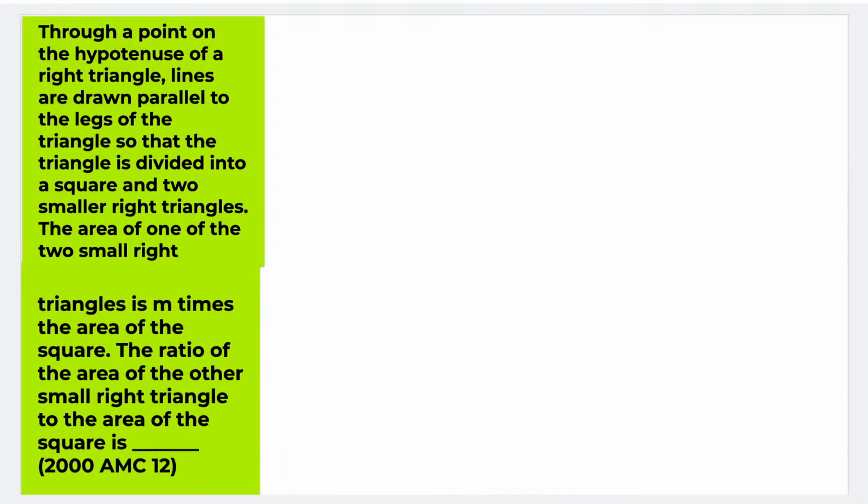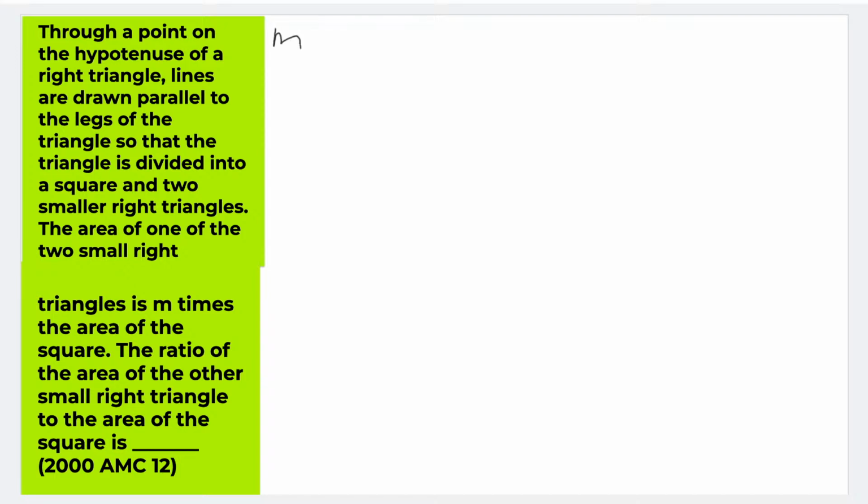So through a point on the hypotenuse of a right triangle, lines are drawn parallel to the legs of the triangle so that the triangle is divided into a square and two smaller right triangles. And the area of one of the two smaller right triangles is m times the area of the square. The ratio of the other small triangle to the area of the square is, we're going to solve this in terms of m. So we're going to write this up here, m.